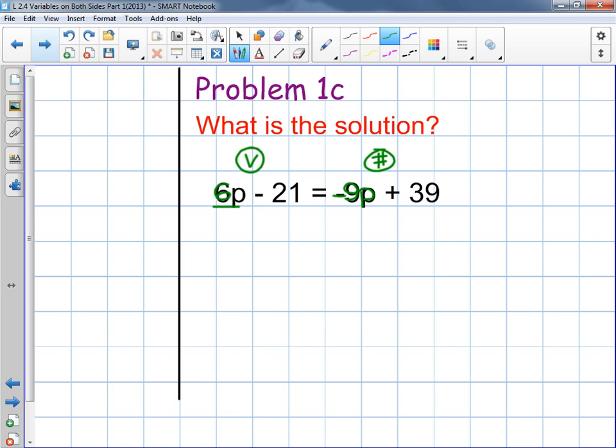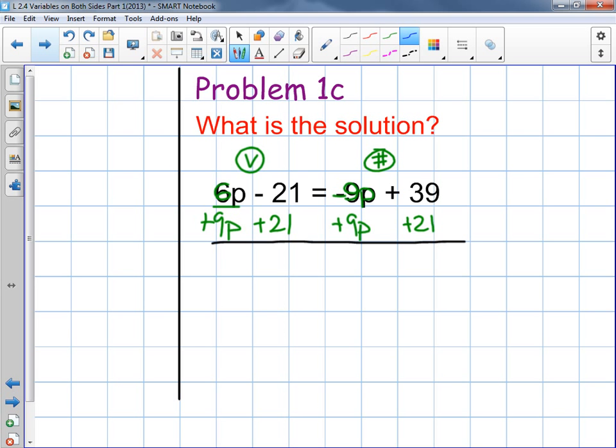On the variable side, I only want variables, so I'm going to get rid of the minus 21 by adding 21. And what I do to one side, I do to the other side. On the number side, I only want numbers, so I get rid of the variable term by adding 9p. What I do to one side, I do to the other side. And in one step, I take this complicated equation and make it much simpler.